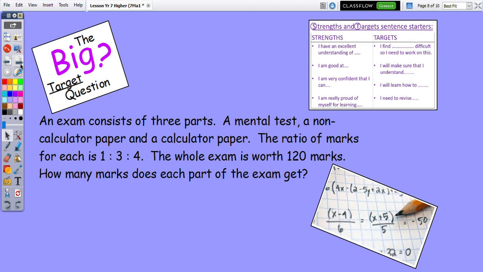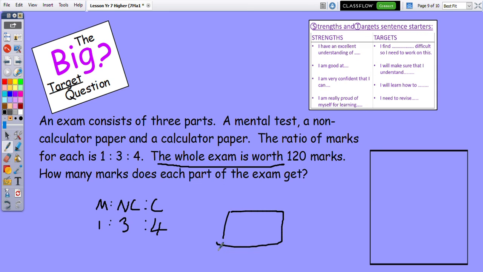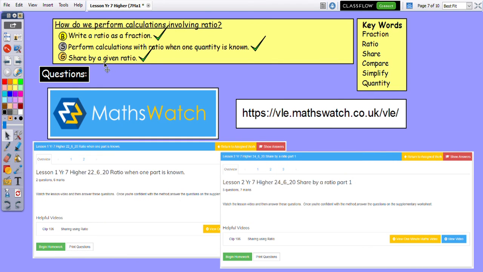Okay, so I would write the question out first. So there's a mental test. I hope I do this right. There's a non-calculator test, and there's a calculator test. 1, 3, 4. And it says the whole exam, not a bit of it, the whole exam is out of 120 marks. So this, if we're going to look at it, is this outcome here.